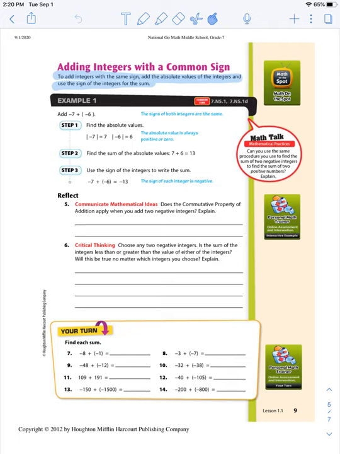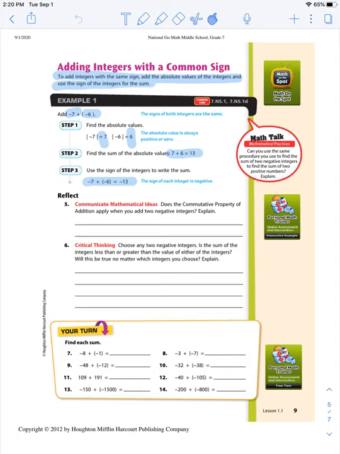So if we're looking to find -7 plus -6, we know the absolute value of -7 is 7, the absolute value of -6 is 6. So we could just add 7 and 6. We know that's 13. So then our final answer of -7 plus -6 is going to be -13. If it's easier for you to think of the red and yellow counters or a number line, just do that.